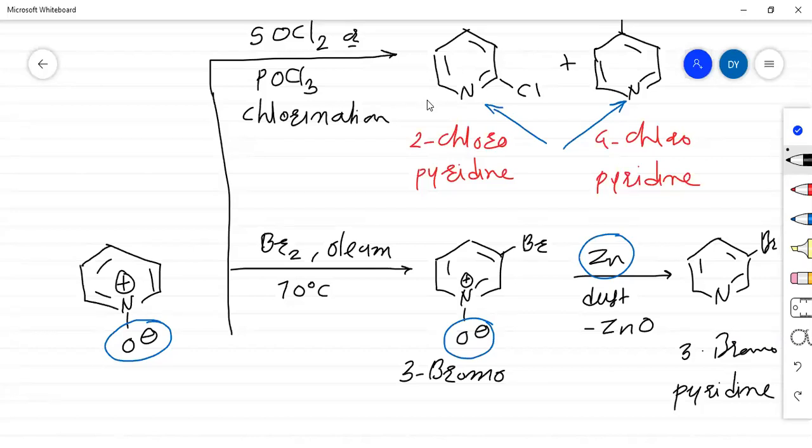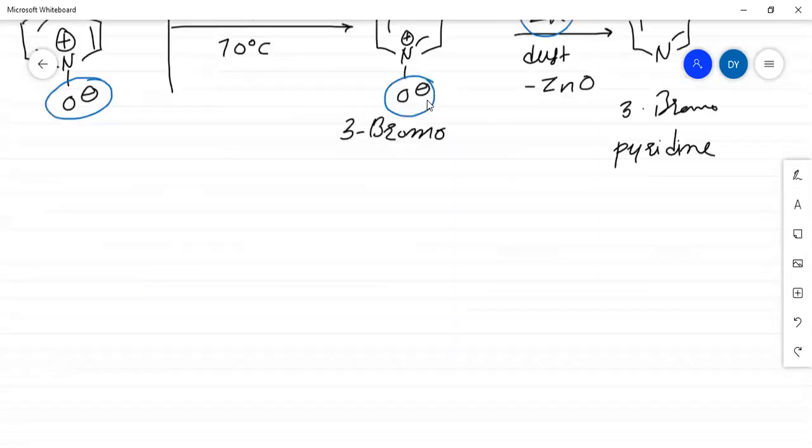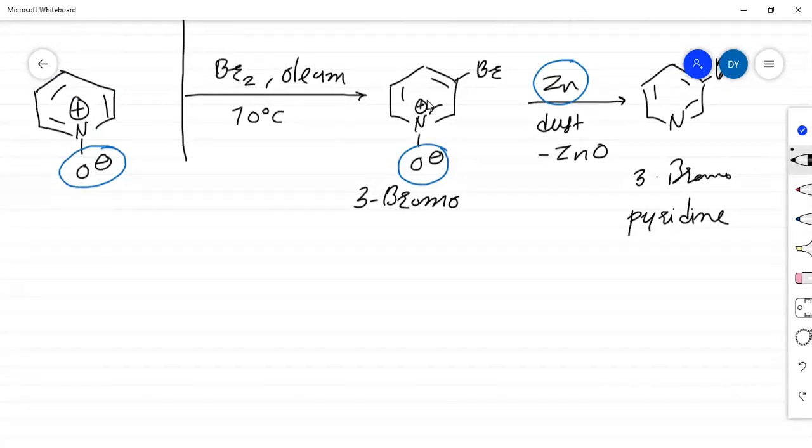Right? So these two reactions are halogenation reactions. In halogenation, the first one is chlorination, where we get 2-chloropyridine and 4-chloropyridine. In bromination, first we get 3-bromopyridine-N-oxide. Then there is the addition of zinc. Zinc removes this oxygen from nitrogen as zinc oxide, and the product we get is 3-bromopyridine. Now next reaction.